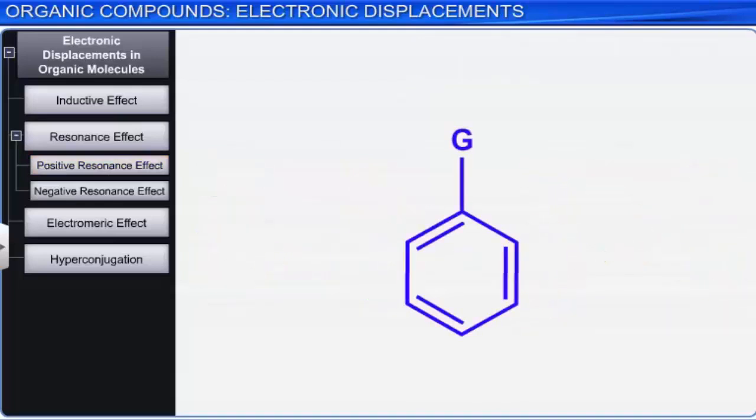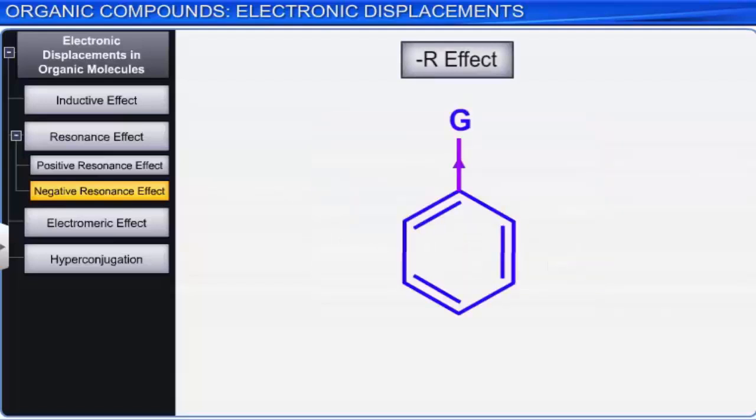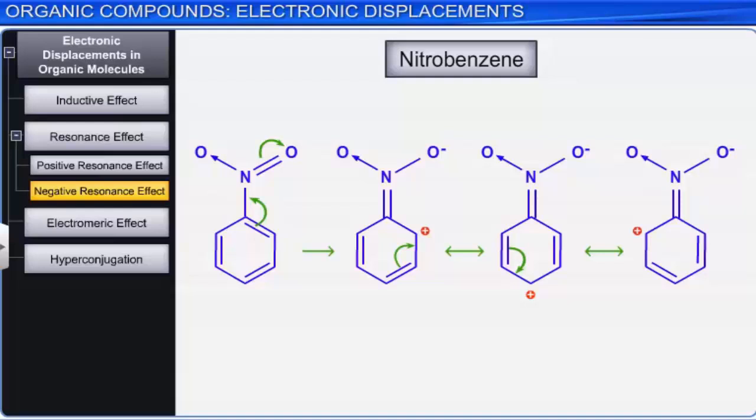When the electron shift takes place in the direction of the atom or substituent group attached to the conjugated system, it is called the negative resonance effect. Nitro group, cyano group, and carbonyl group are some of the examples of negative resonance effect groups. The negative resonance effect decreases the electron density at ortho and para positions in the molecule. For example, in nitrobenzene, as nitrogen withdraws electron density from the ortho and para positions in the benzene ring, the electron density decreases at those positions as shown here.